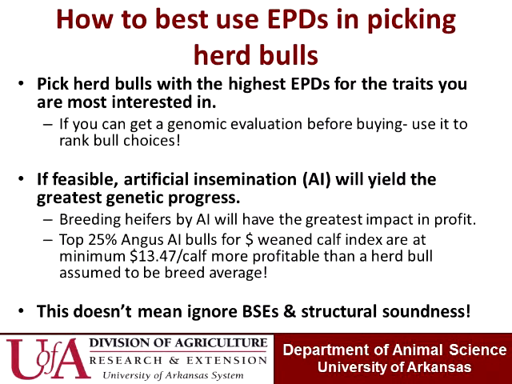So how best to use EPDs in picking your herd bulls, just a wrap up on these thoughts. Pick your herd bulls with the highest EPDs for the traits that you're most interested in. If for a bull you can get a genomic evaluation, that's better because that'll help with getting a better accuracy of prediction on those animals. If you're using AI bulls, that'll yield the greatest genetic progress, but I do fully realize that not every system is set up to use AI.